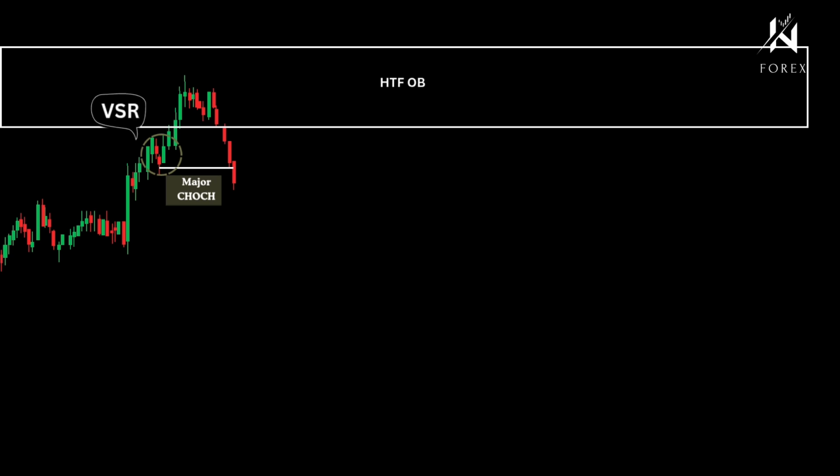2. Identifying the order block and VSR pattern. We then highlight the order block that formed at the origin of this CHOCH. Additionally, a VSR, volume spike rejection, pattern is clearly visible here, indicating a strong rejection from the higher timeframe supply zone. This further validates the bearish intent and increases the probability of the setup playing out in our favor. This confluence strengthens our case for a short position.